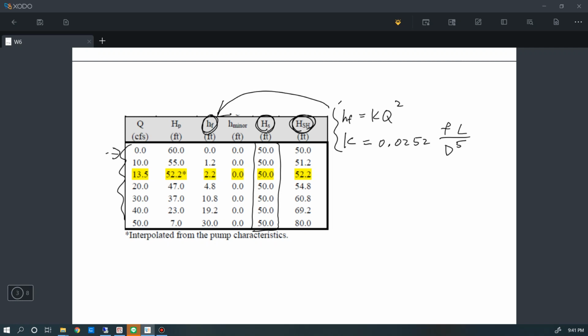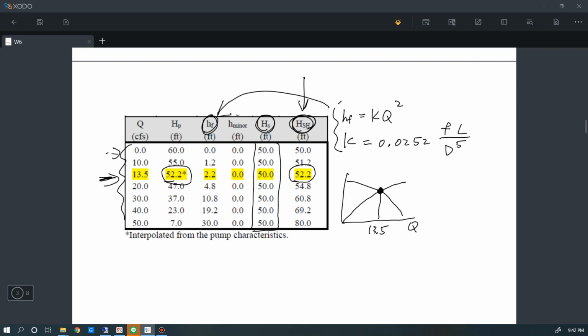And you can plot the pump curve and the system curve that we show here, one against the other, and try to interpolate the intersection. So in this case, when you interpolate these two curves, you can find out the flow rate is equal to 13.5, where the energy provided by the pump equals the total energy that we need for the system.